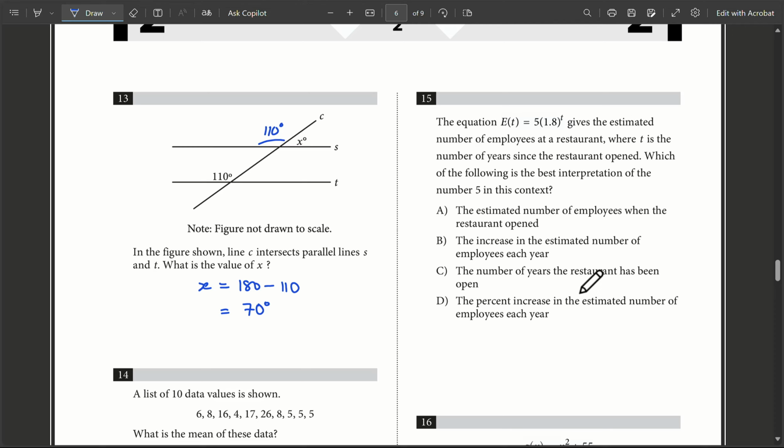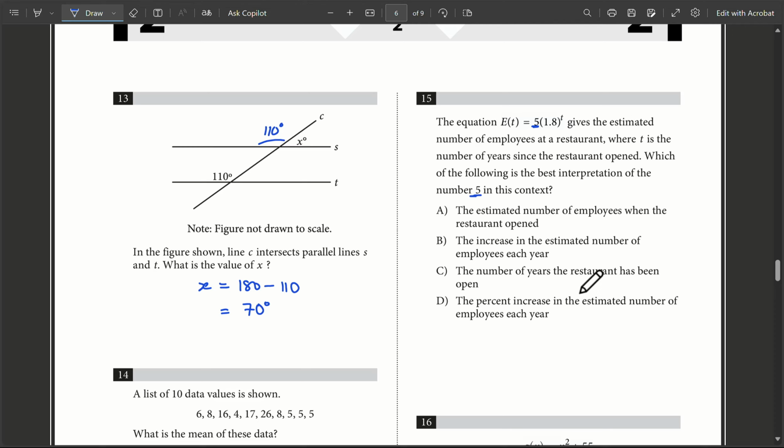Number 15, the equation E of t is equal to 5 times 1.8 to the power t gives the estimated number of employees at a restaurant, where t is the number of years since the restaurant opened. Which of the following is the best interpretation of the number 5 in this context? Okay, this is what we want to find out, what it represents.